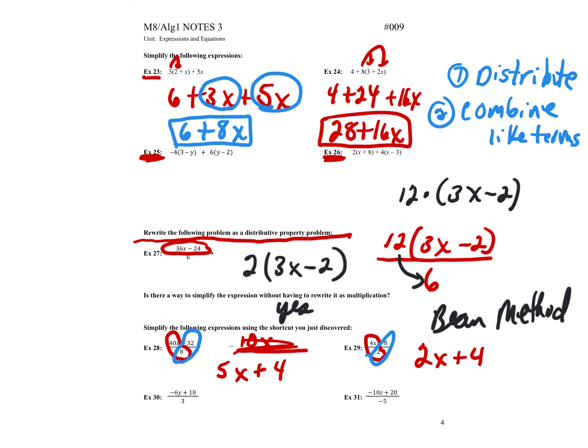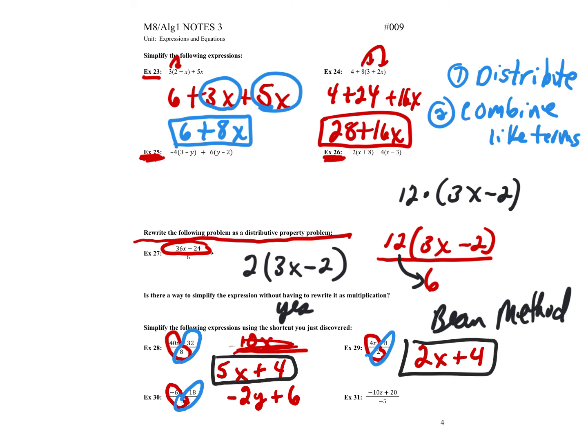A couple of different methods. Now here, just be careful, right? The first bean, so that's going to be negative 2y. And then the second bean, so it'll be plus 6. 18 divided by 3 is 6. That's the first answer. Second answer.